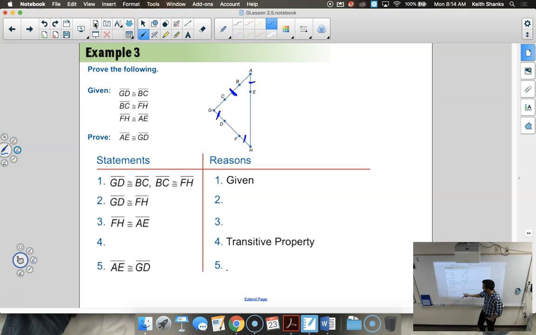All right, so all of a sudden what they did, they started with this given information. They said, now all of a sudden GD is congruent to FH. How do I know that? Oh, transitive. This is the transitive property.